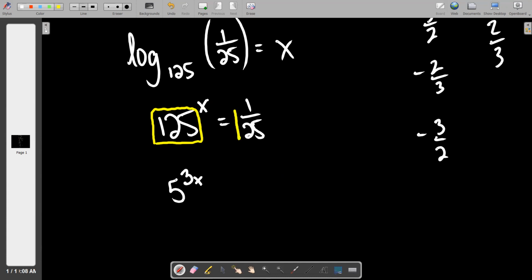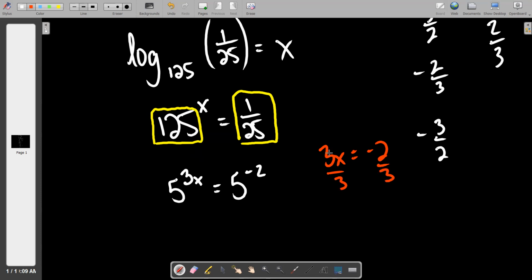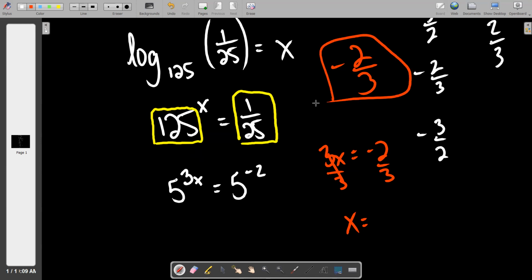What is 1 over 25? Nice job. He is 5 to the negative second. And at this point, if we play our game of operation match the base, we're done. I just say, well, logically now, 3x has to equal negative 2. Be very careful. Remember, you're dividing both sides by 3, and the answer then pops up: negative 2/3. You see how quick it can happen.